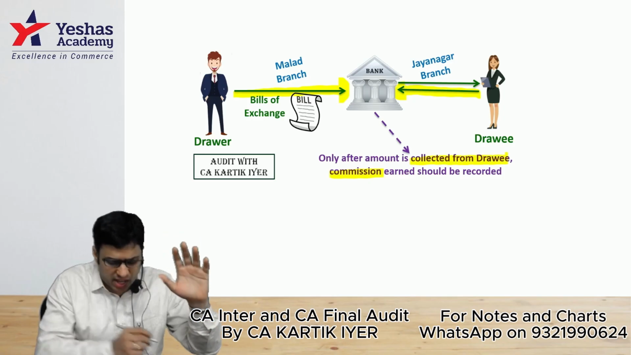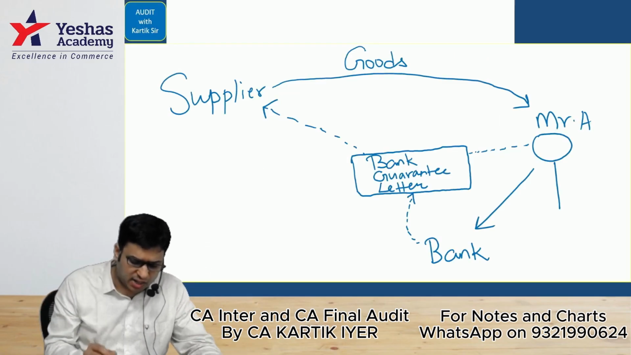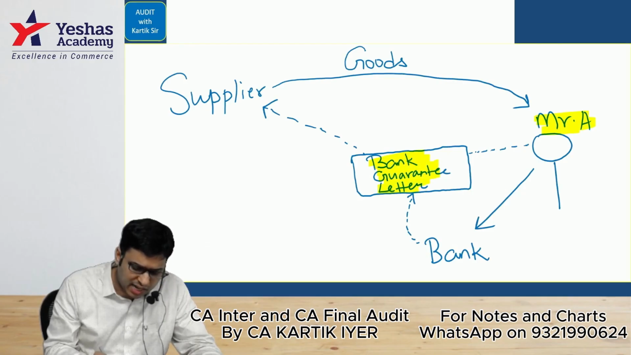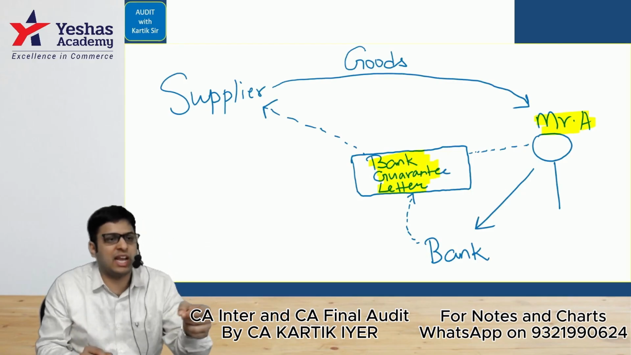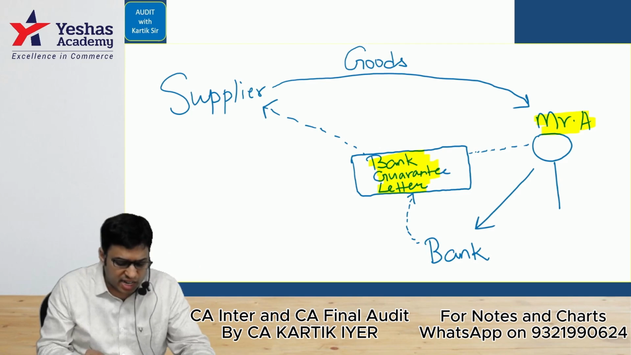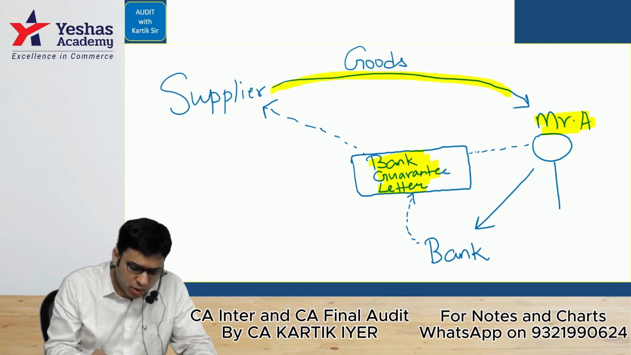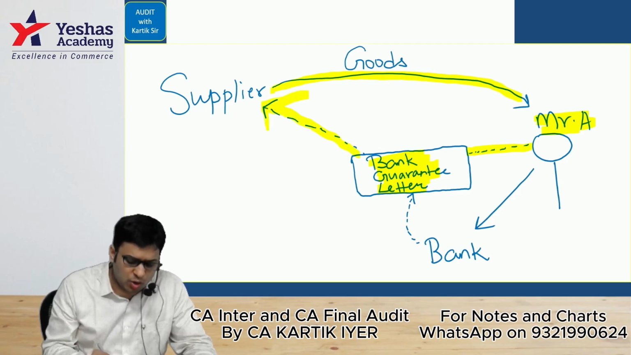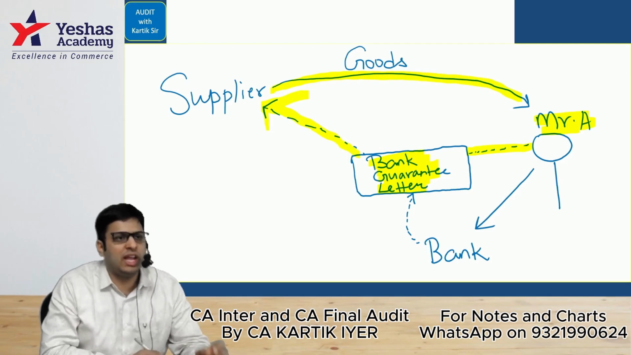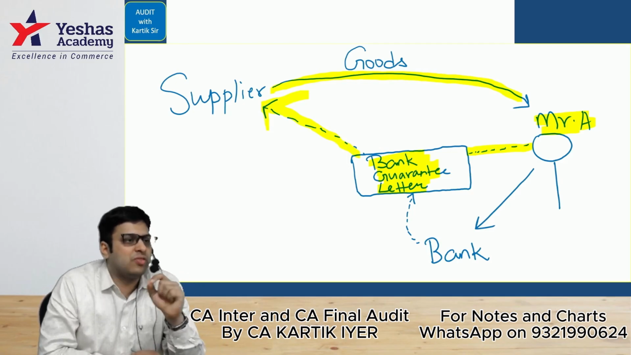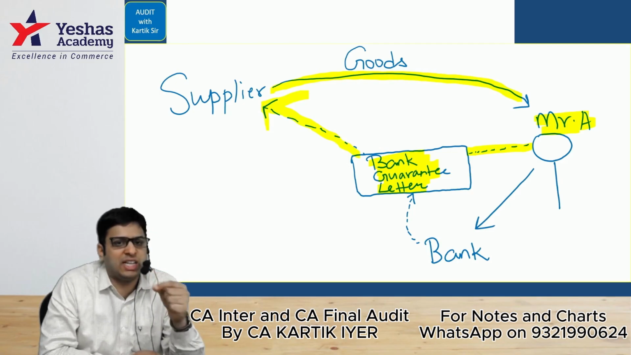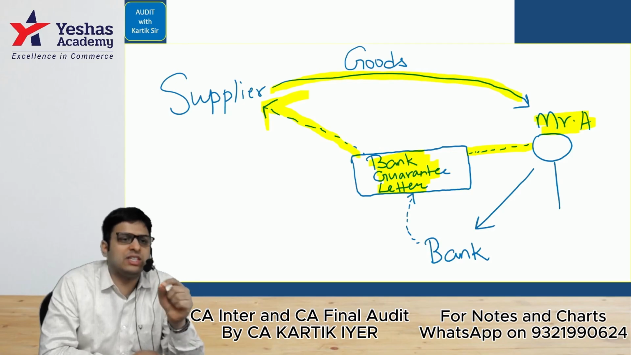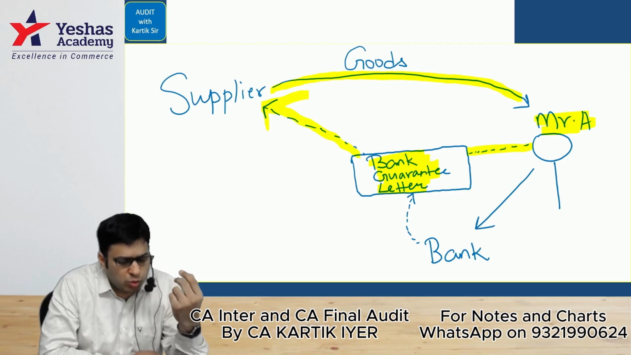Concept number 5, that is in relation to bank guarantee letter. If a person requests the bank to give the bank guarantee letter so that the person can enable some transaction. In the class I had explained to you, the supplier is giving goods and Mr. A is giving the bank guarantee letter to the supplier. Bank will not give this bank guarantee letter for free. It will charge some fees for that. Okay, so bank guarantee charges will be there. That is another income for the bank which the auditor needs to check.